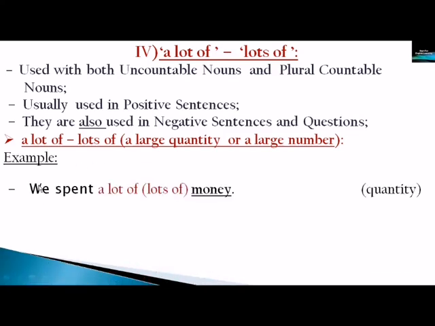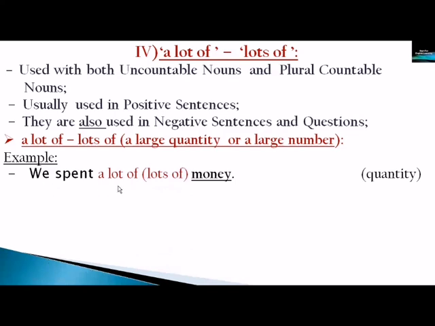Example: we spent a lot or lots of money. Money indicates quantity, an uncountable noun. We can use a lot of or lots of. Both are correct. Money is an uncountable noun.